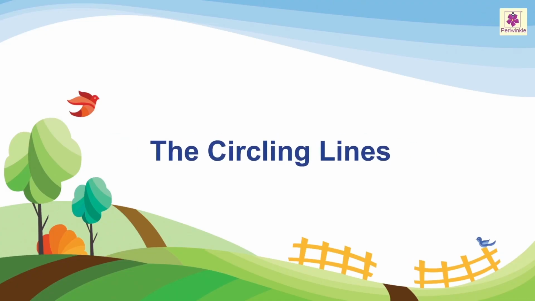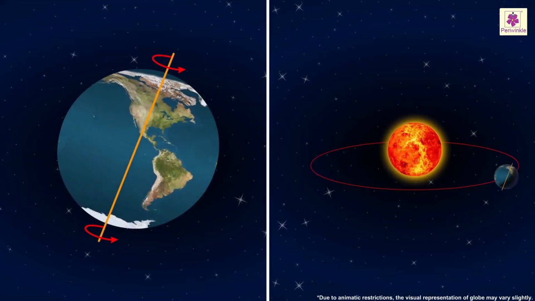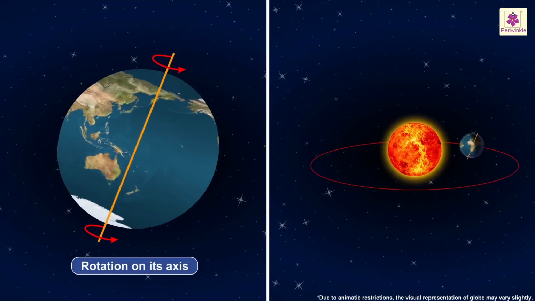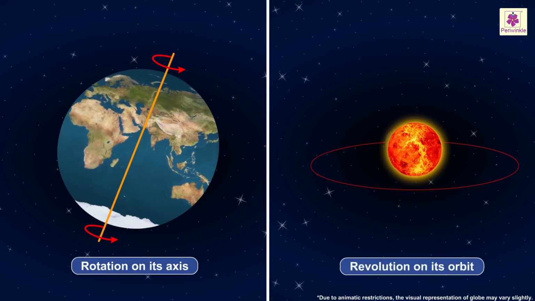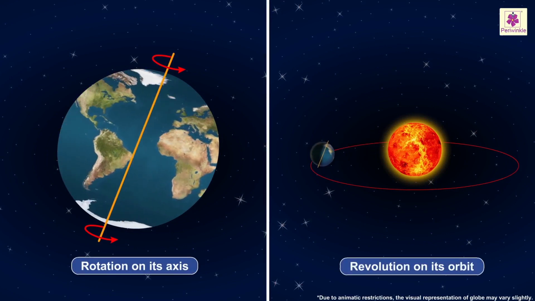The circling lines. Our planet rotates on its axis and revolves around the Sun on its orbit.